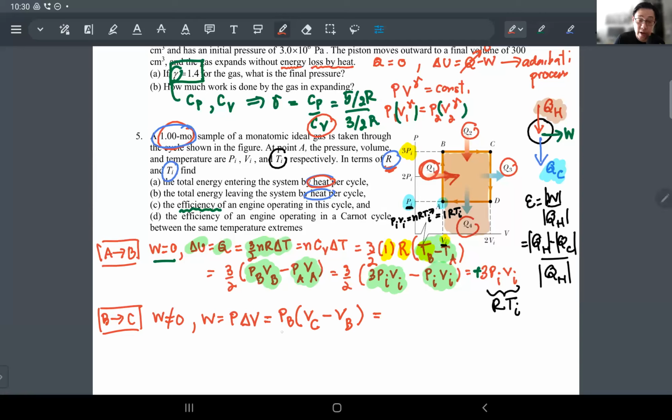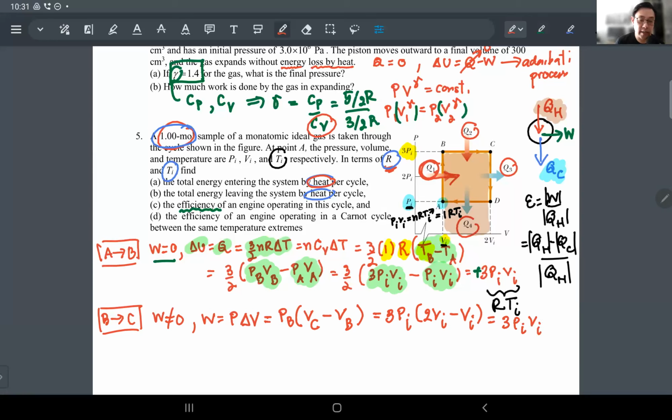Now read off the scale, guys. Pressure at point B is 3p sub I. So 3p sub I. Very good. Volume at point C is 2v sub I. Volume at point B is v sub I. So from here, what you are getting for the W is going to be 3p sub I v sub I. Just leave it there.